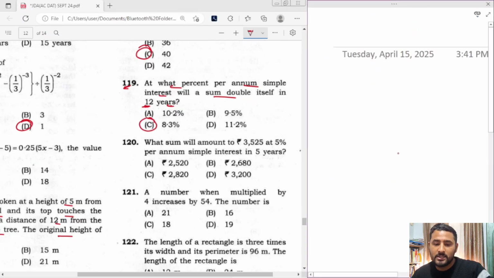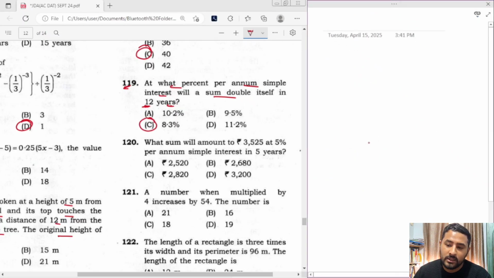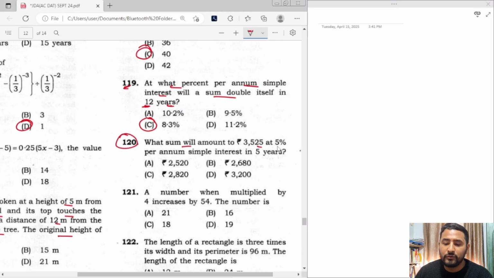Okay, so let us go next. Question number 120. What sum will amount to 3525? So the amount is already given now. Amount is 3525 rupees at 5% per annum. The rate of interest is 5%, simple interest in 5 years. So we need to find the simple interest in 5 years. We don't know the principal, right? So we need to find this.